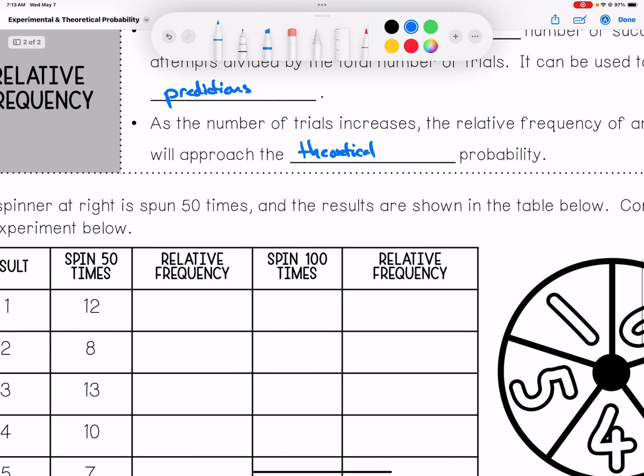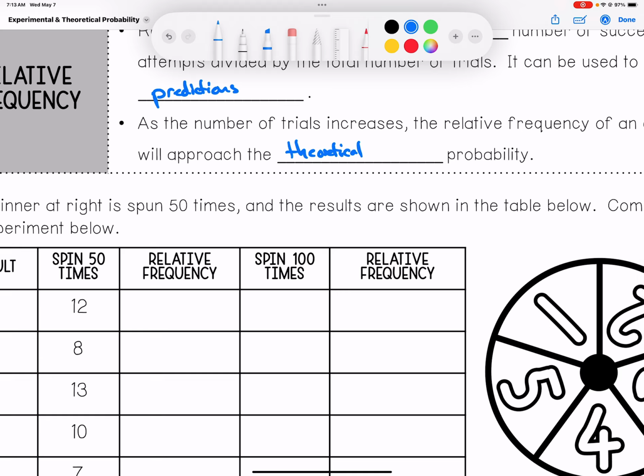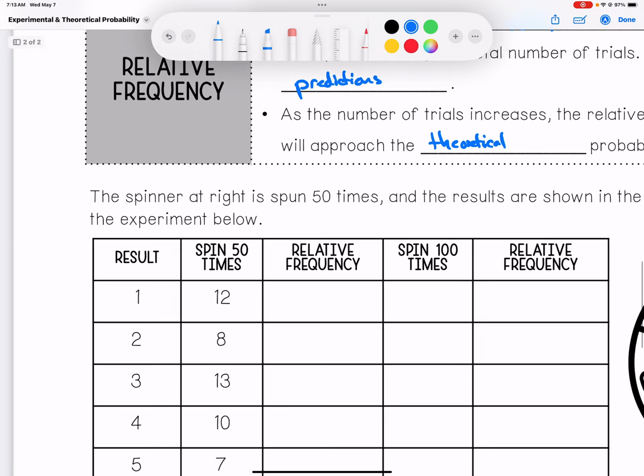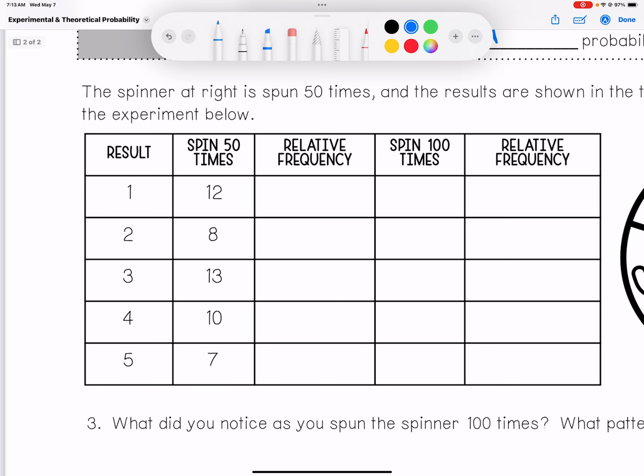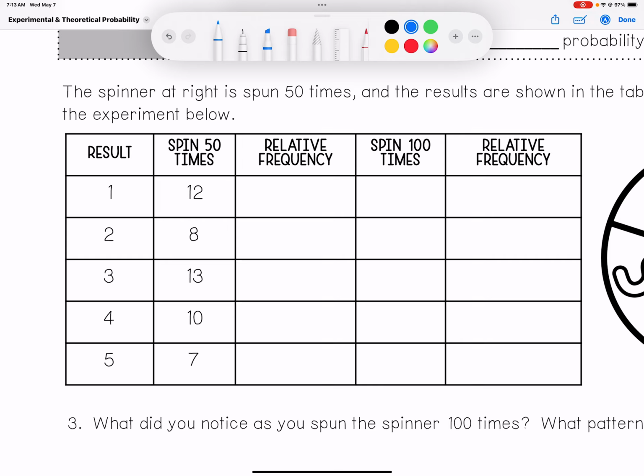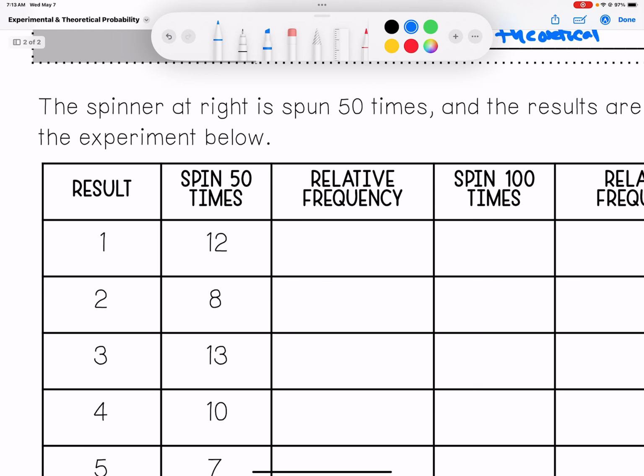The spinner at the right spun 50 times, and the results are shown in the table below. Complete the experiment below. All right, results. They spun it 50 times. They've already done that. Okay? And it landed on there 12 times. So 12 out of 50. That actually simplifies, guys, into 6/25.